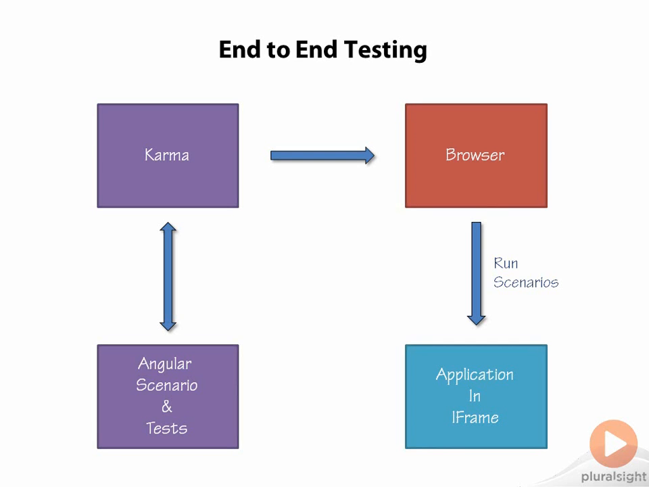Therefore, your application already needs to be running on its own web server, and the browser is just going to open up your web application in an iframe, and then Karma is going to run each of the scenario tests by automating that browser iframe. So in essence, Karma acts as an automation driver that drives your application through the scenarios that you specify in your end-to-end tests.